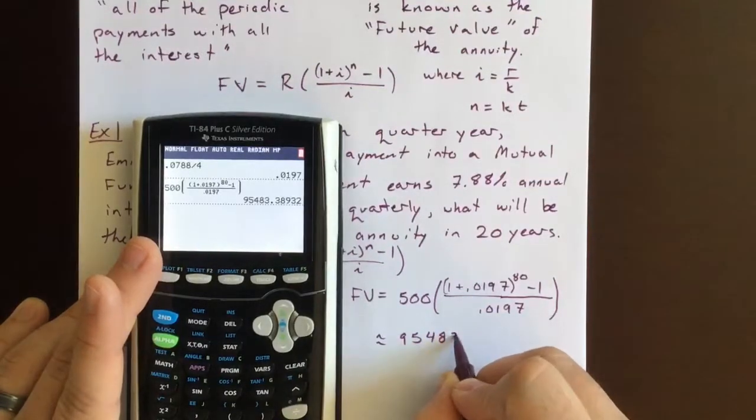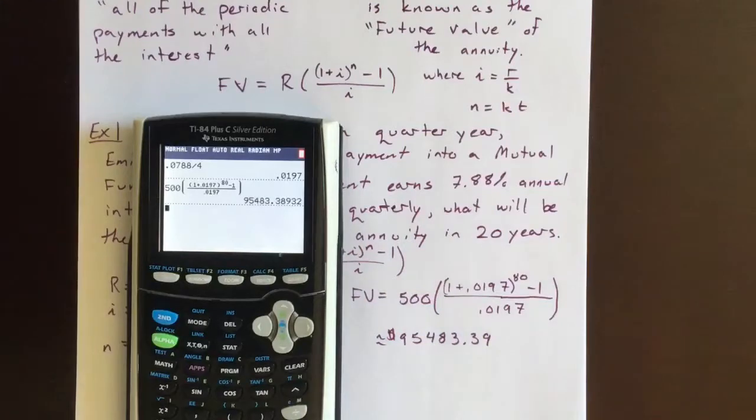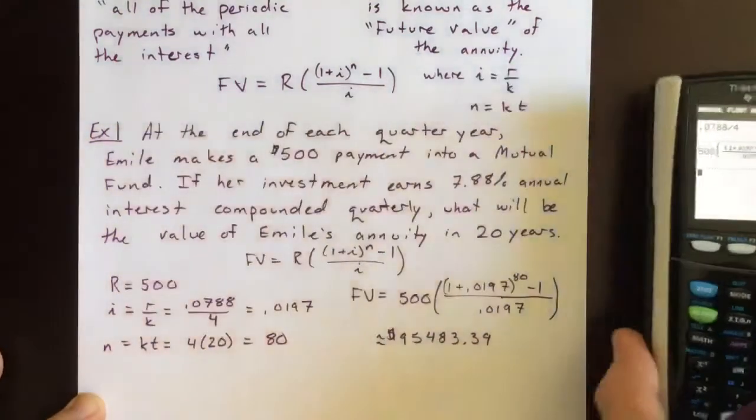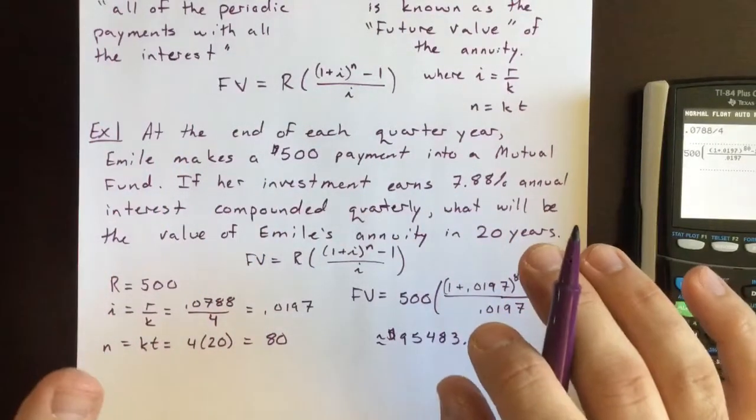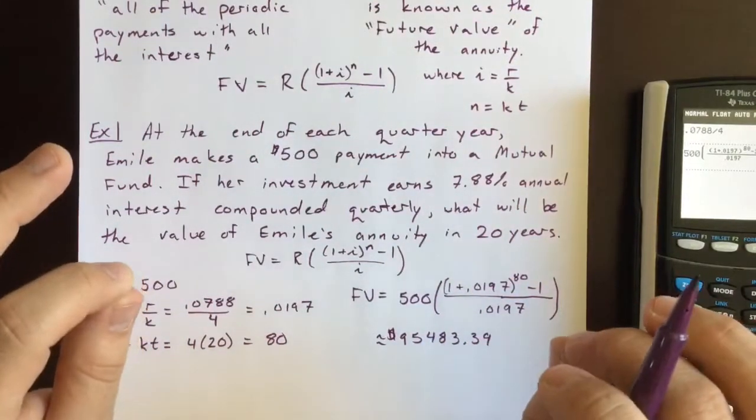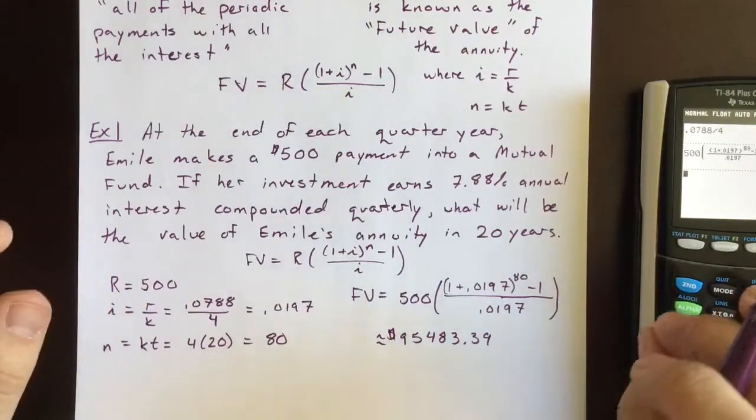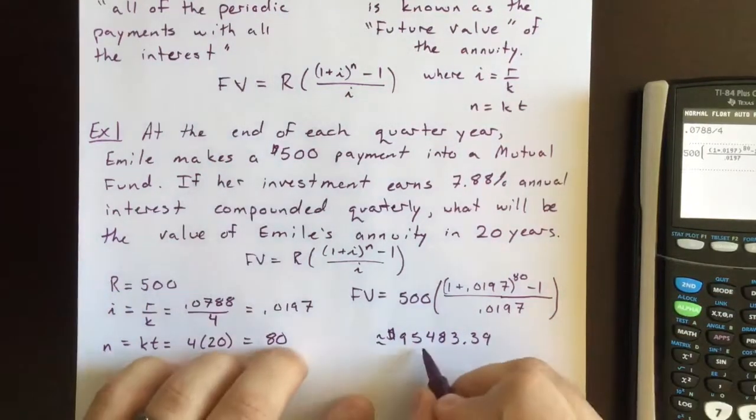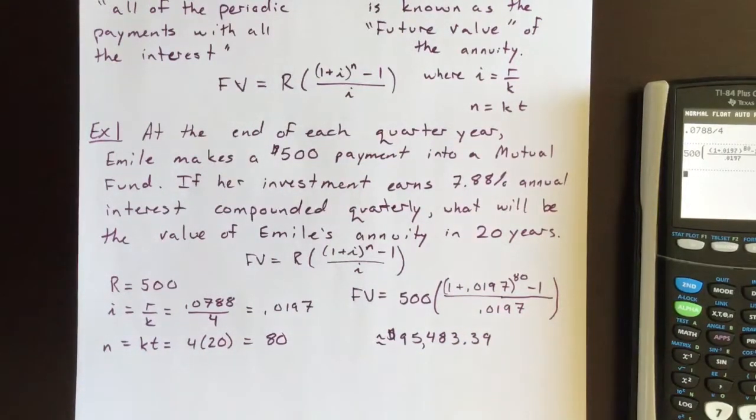Do you understand what we're seeing? Give you a moment to think about this. So, she is depositing $500, 4 times a year. 4 times a year she's depositing $500. After 20 years, she has $95,000 in this annuity.